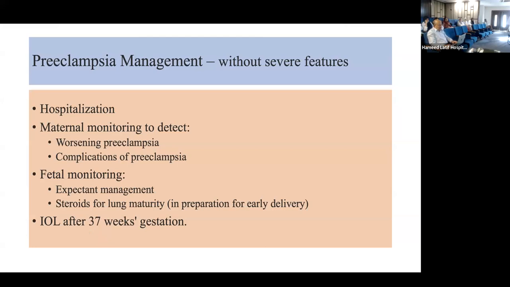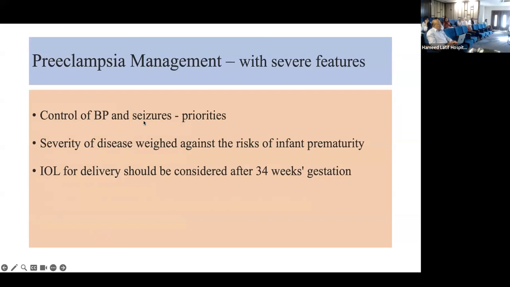With severe features, control of blood pressure and prevention of seizures. If convulsions have not taken place, then prevention and... Rabia just told us that magnesium sulfate is a good agent, and now everyone knows, and we made a comment about magnesium sulfate also last time. The induction of delivery should be considered after 34 weeks gestation. So that is in cases of severe preeclampsia.